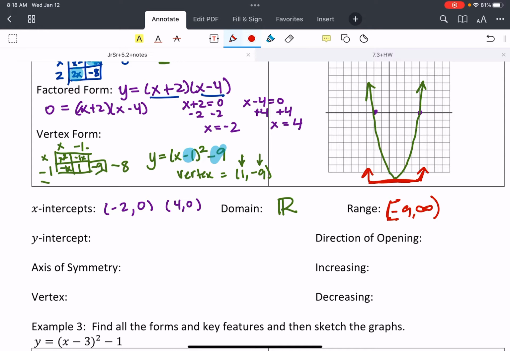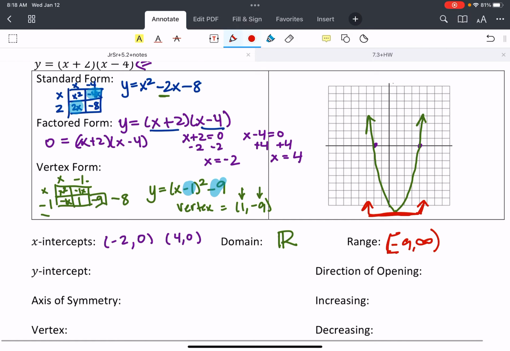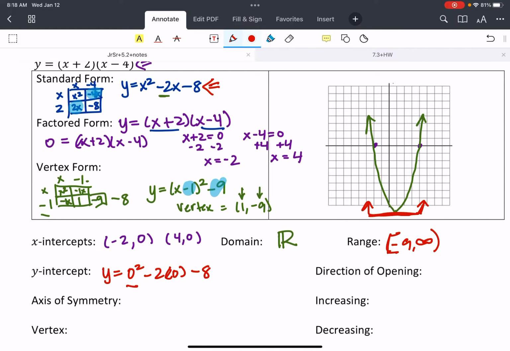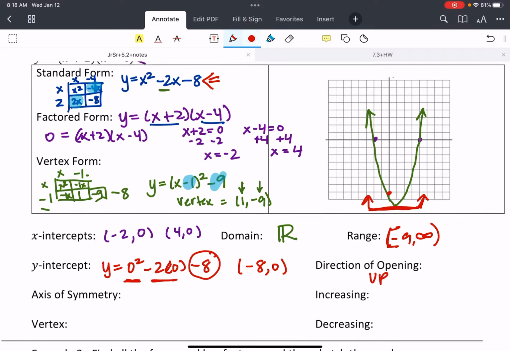Our y-intercept, I'm going to go back up to here, and I get y equals, I'm going to do 0 squared minus 2 times 0 minus 8. Now, if you'll notice, those two go to 0. So this thing right here is always our y-intercept, which ends up being there. So that's going to be negative 8, 0, or y equals negative 8. Our direction of opening is up.